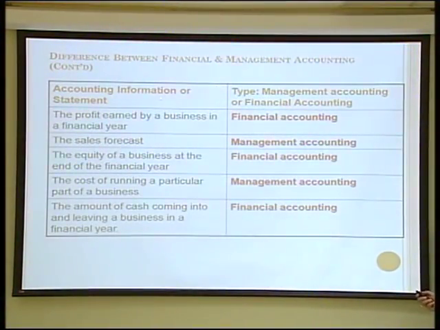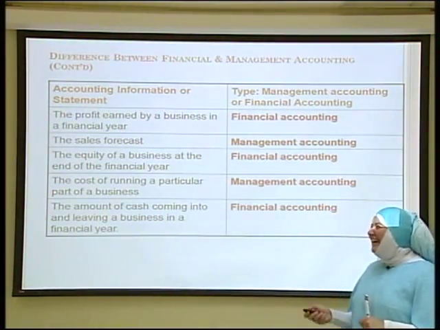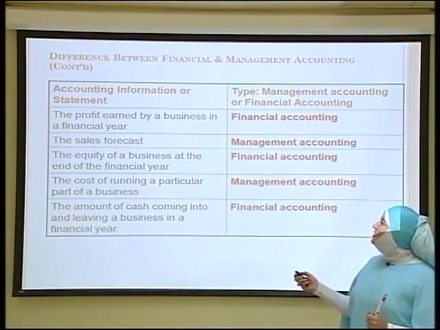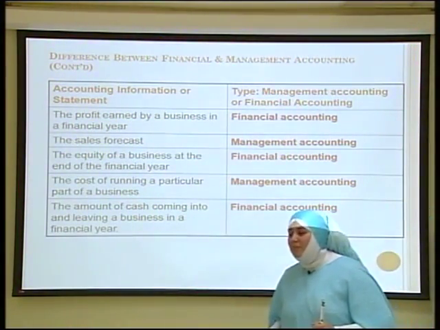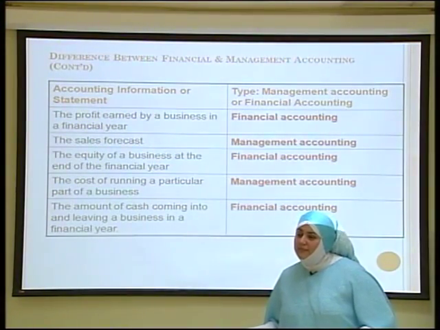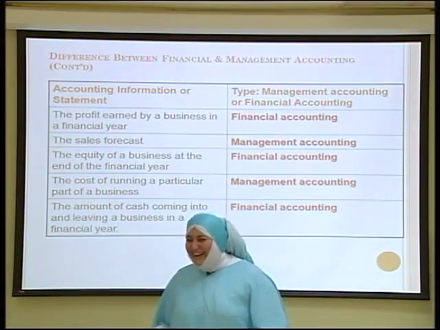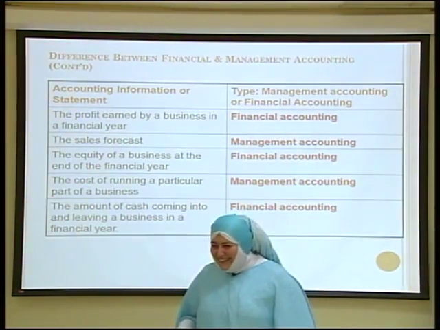Now here we have an example, accounting information or statement. And you need to tell me the type. Is it financial or managerial? So do not look at the other column. All right. The profit earned by a business in a financial year. Profit earned by a business in a financial year. Profit earned by a business? Earned. Oh, yes. Profit. Where did we get the profit from? From selling. Okay. I mean, from which statement? Financial. It's financial, but from which statement? I'm asking you.